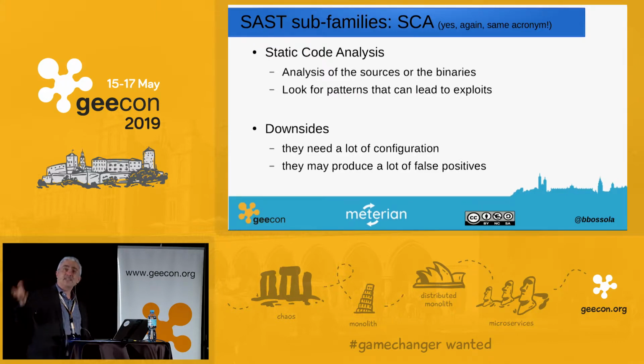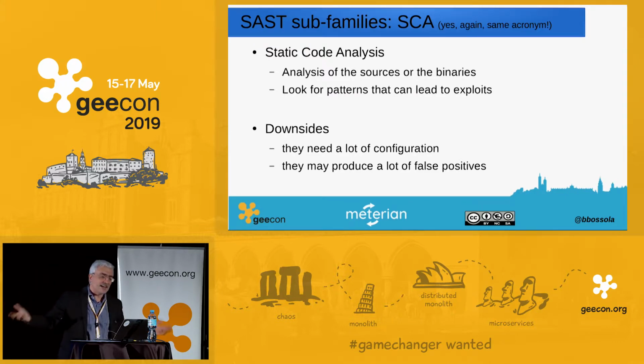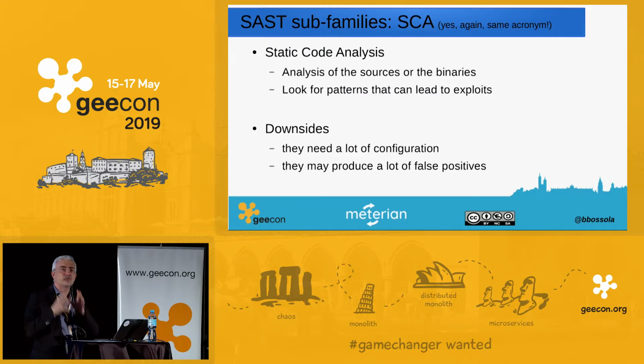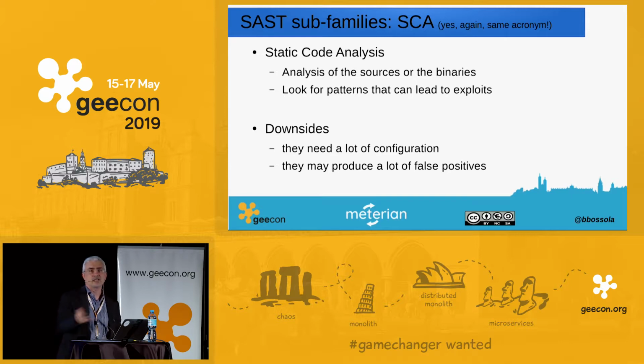Again, the next family has the same acronym, SCA: static code analysis. Software composition analysis, static code analysis, it's the same acronym. For a while we pushed to have a different acronym, like software dependency analysis, but no, they stuck to SCA. So they're both called SCA now. But this is about looking exactly at the source code, or sometimes the binary, and finding patterns that can potentially lead to exploits. The downside of these is that they need a lot of configuration. They're not easy to use like the one that I just showed you, where you just run it and it does things. Those need a lot of configuration, and they may produce a lot of false positives.